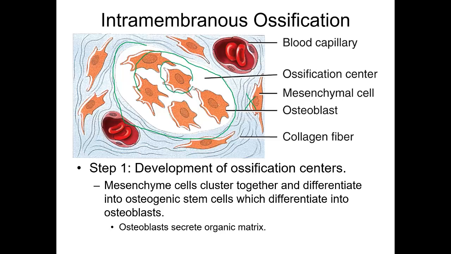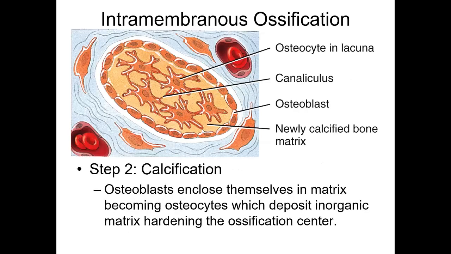You can see these osteoblasts. Remember, osteoblasts are collagen secreting cells, so they start to secrete an organic matrix. As they secrete the organic matrix, they enclose themselves and start to absorb calcium right here. As the calcium hardens, you can see the canaliculi start to form. So here's a canaliculus, here's a canaliculus. Canaliculi start to form, and this round substance here starts to harden.